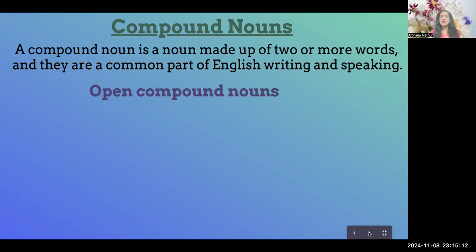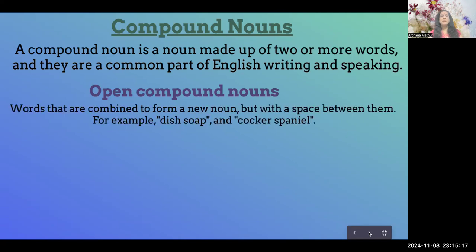So let's see the examples. There are three types which I'm going to discuss right now. The first variety is open compound nouns. Here, there are words which are combined to form a new noun, but they have a space between them. For example, soap dish, all right? Cocker spaniel, two different words, but put together to give you the complete sense. Actually it should be soap dish. I'm sorry, the text is wrong. So soap dish, the dish in which soap is kept. Cocker spaniel, which kind of spaniel?